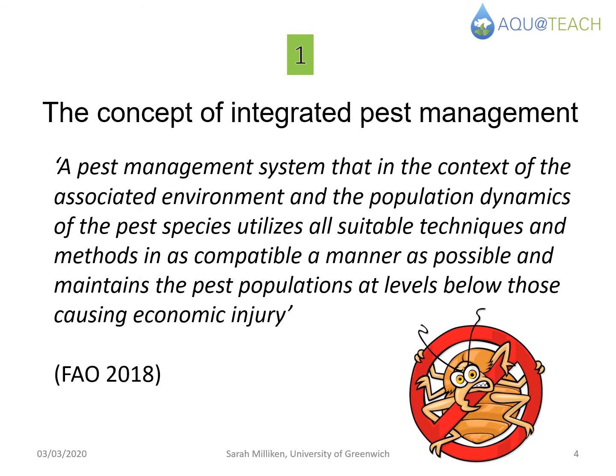Integrated pest management is defined as a pest management system that, in the context of the associated environment and the population dynamics of the pest species, utilizes all suitable techniques and methods in as compatible a manner as possible and maintains the pest populations at levels below those causing economic injury.